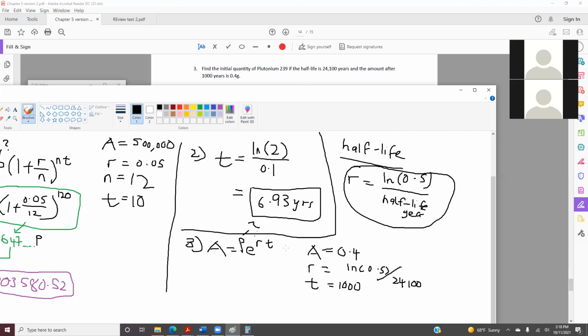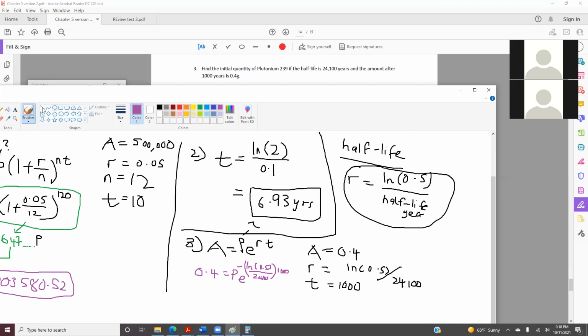Okay, so what we do here is we plug all this into this formula and try to solve for P. So A in this case is 0.4, P is P, e to the rate, in this case ln 0.5 over 24,100 times 1,000. Okay, you don't put a negative here.